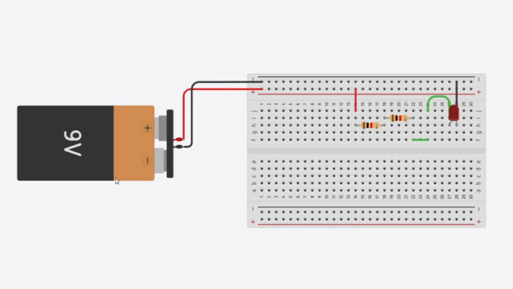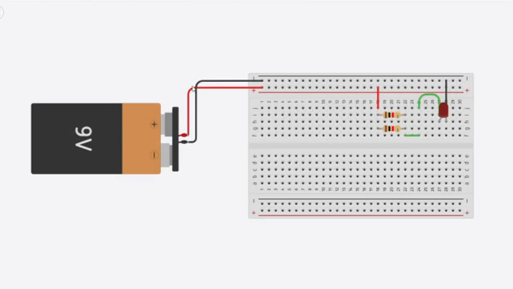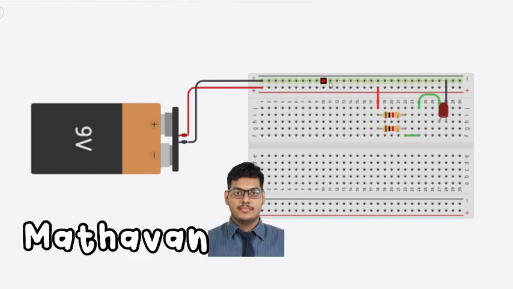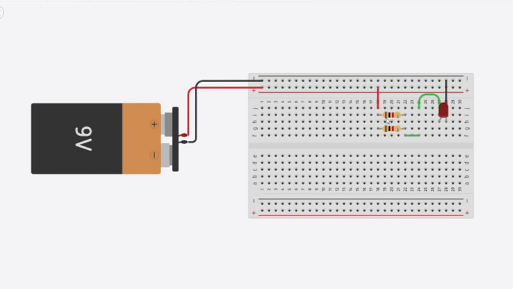The current goes through the wire and R1, R2, and then to the positive part of the LED, and then the negative part of the LED, and then to the negative of the source. The equation: this is the current and this is the voltage.